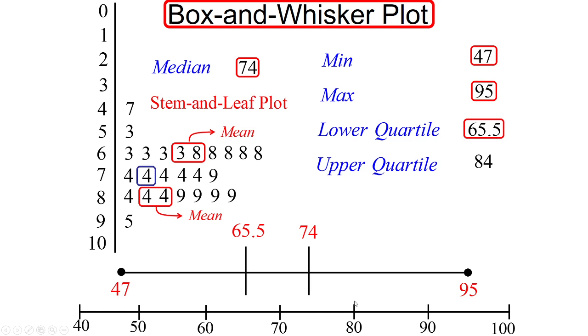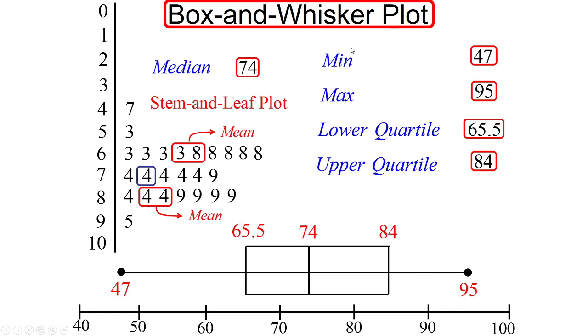Okay, then the upper quartile would be the 84 right there. Okay. And now all I do is I draw a horizontal line segment right here up top and one below. And this is my box and these are my whiskers. And that's why they call this a box and whisker plot right there.